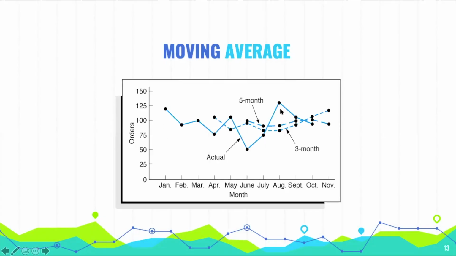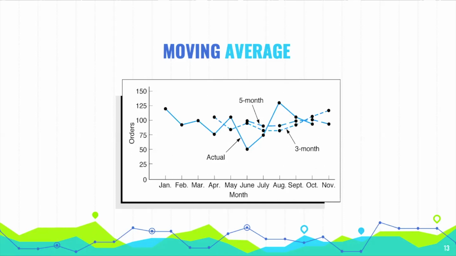If we put it in a graph, this is how it will look like. This line is the actual demand. The broken line, the shorter broken line is the 3-month forecast, moving average. And the longer broken line is the 5-month moving average.